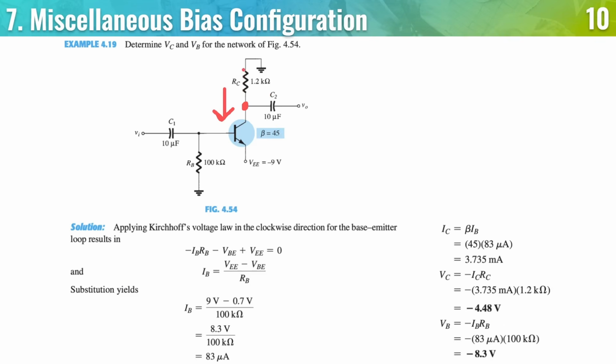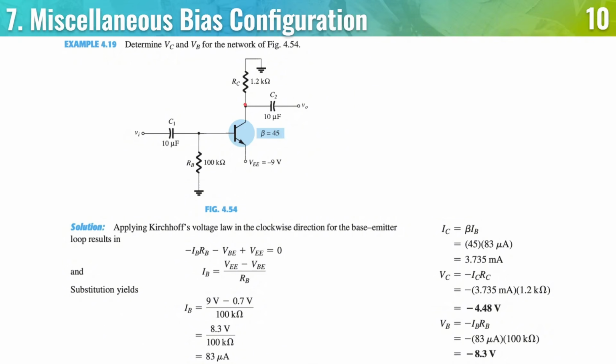And our RC is here. So it's negative because if we are using this flow of current, following conventional current, we are actually using positive, or in this case, 0 goes to negative. So our direction is going this way. That's why VC is shown to be negative 4.48.